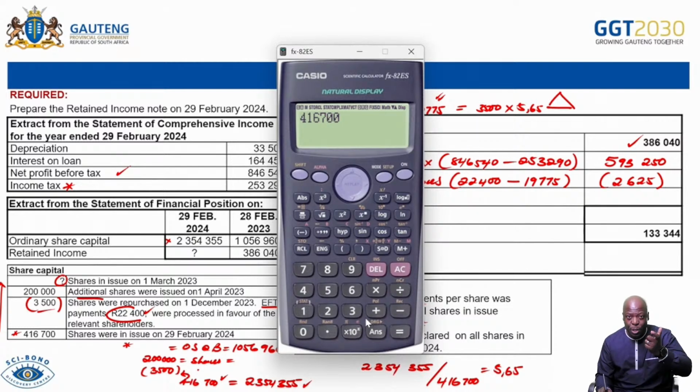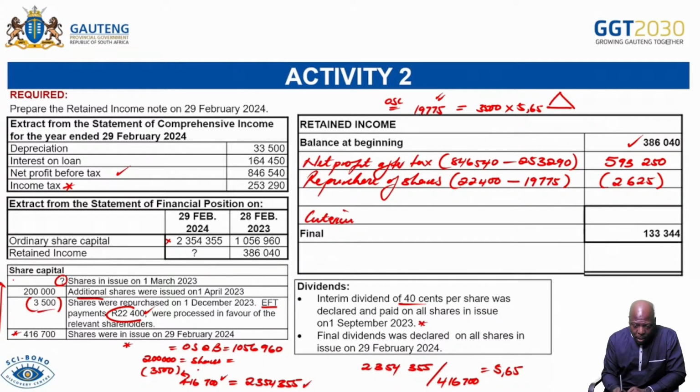Then we're going to do opposite of the 3.5. That means we're going to add the 3.5. Then we say plus the 3.5. Then we're going to do opposite of the 200. That means we're going to say minus the 200. Minus the 200,000. And that's going to give us 220,200. Remember, we had that figure. So I'm going to bring that 220,200. These were the shares at the beginning on 1 March.